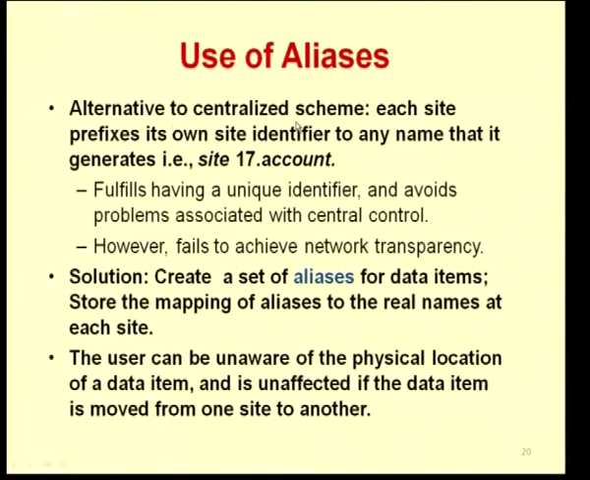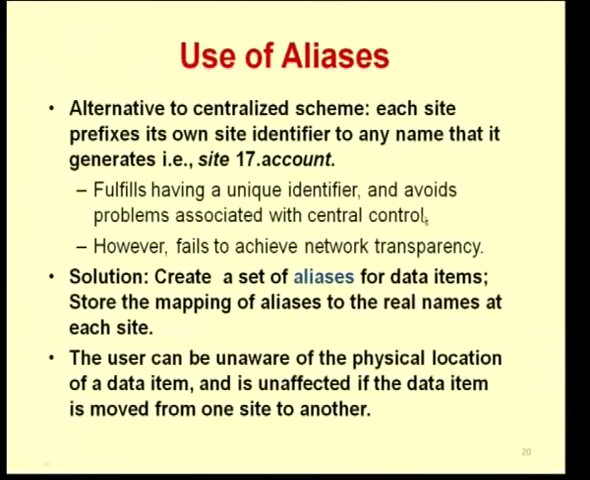Alternative to the centralized scheme: each site prefixes its own site identifier to any name that it generates. For example, site 17.account fulfills having a unique identifier, because in its site it has only this unique data. So, for that site, it will give 17 and avoids the problem of central control. But now the user knows this is in 17, this is in 18, so there is no transparency.